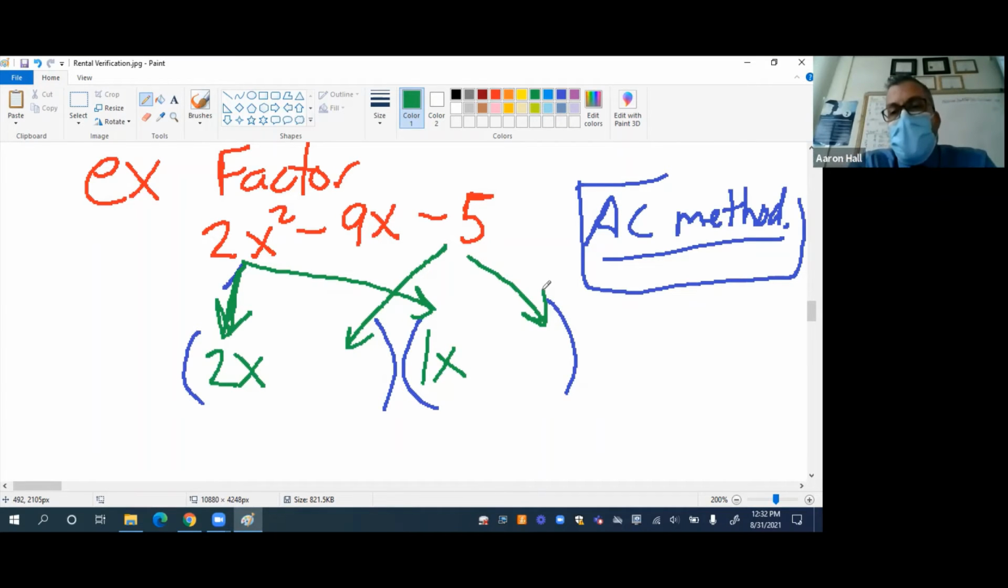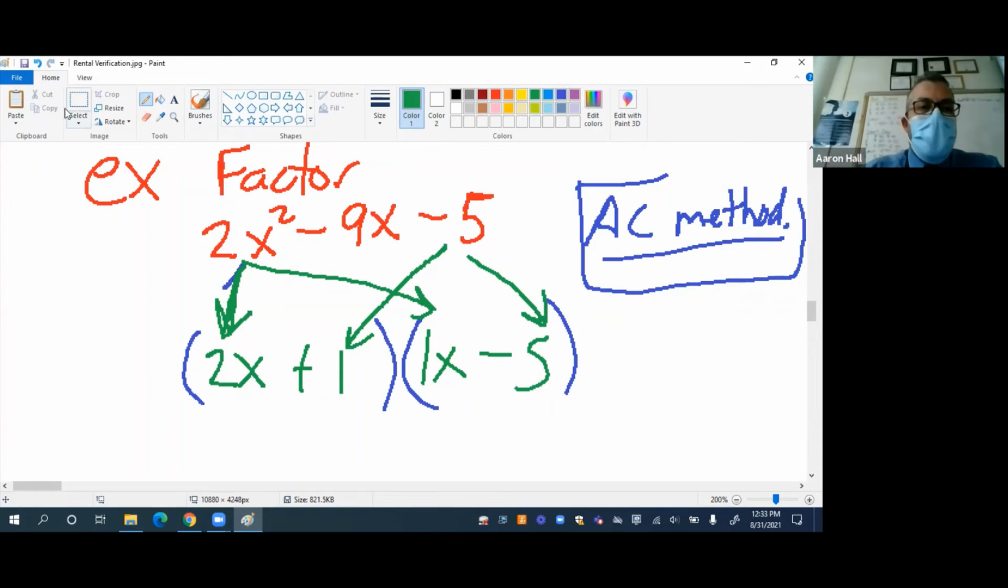What are my choices here? This could either be -5 and +1, or there's 4 options, or -1 and +5, or this is -5 and +1, or +5 and -1. Did I get them all? Let's list them. I don't know if I hit them all.